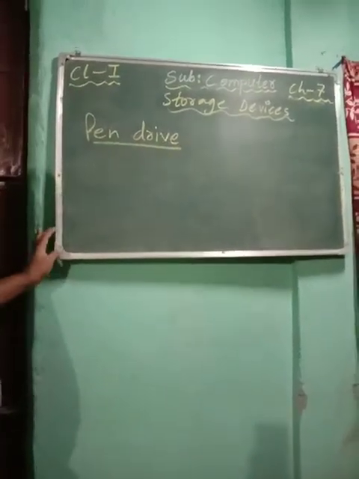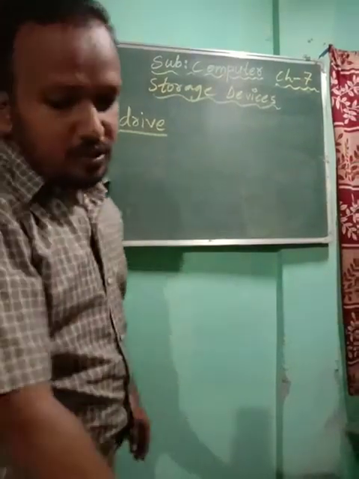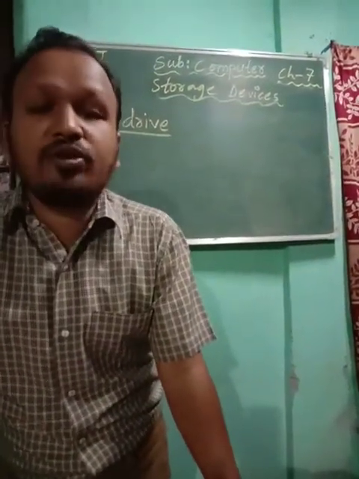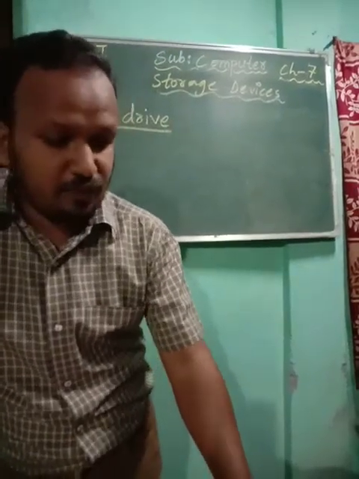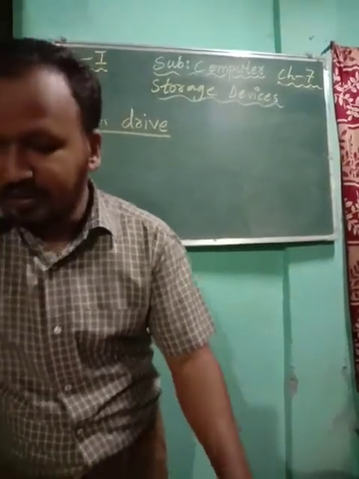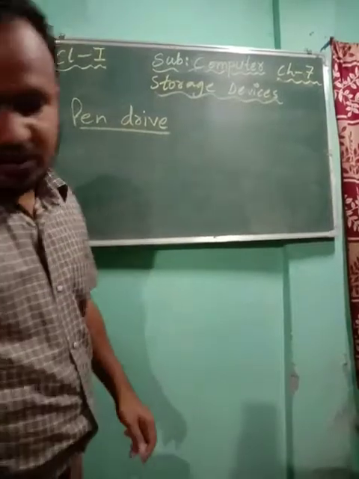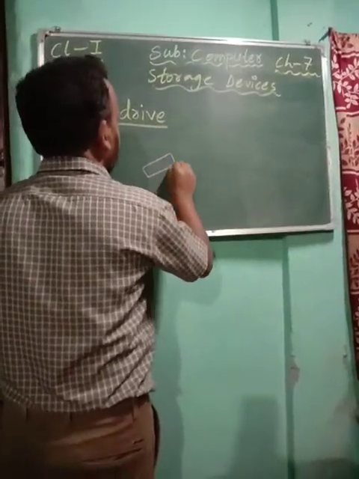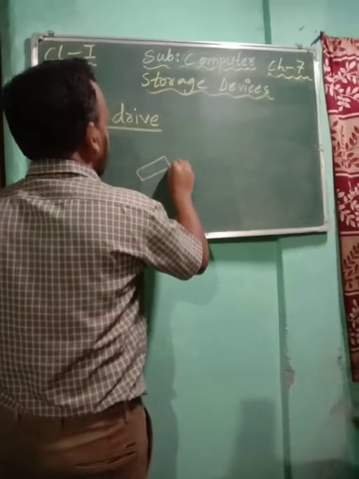Next we are going to do the pen drive. Now you see, children, a pen drive is small. You can see on your page number 43, a pen drive has been given. So a pen drive is quite small. I'm trying to make it here, just roughly.